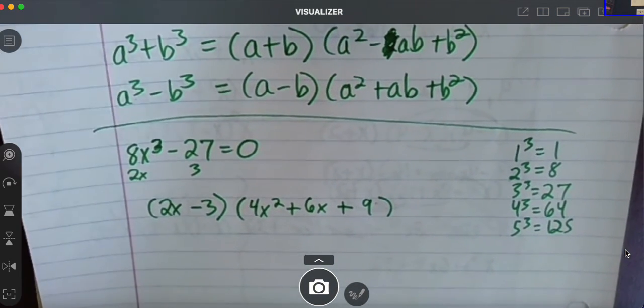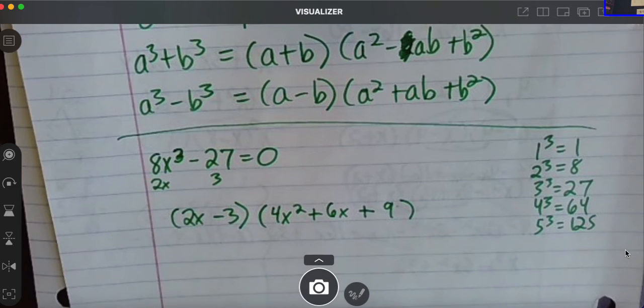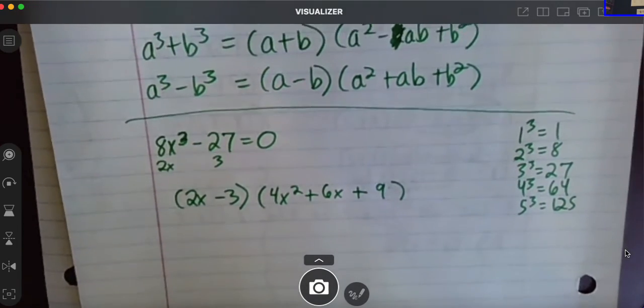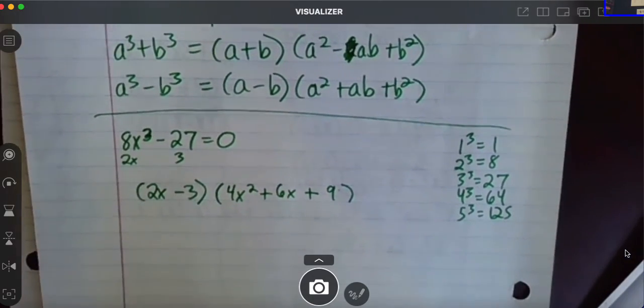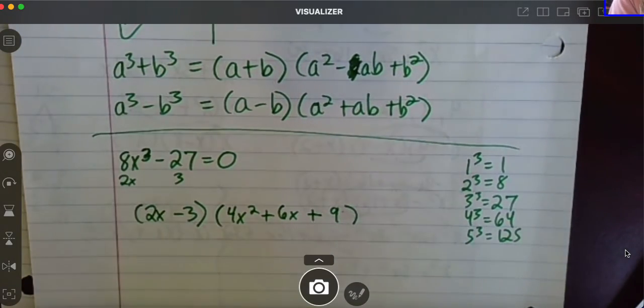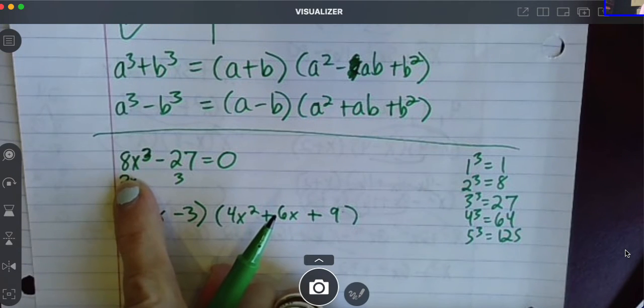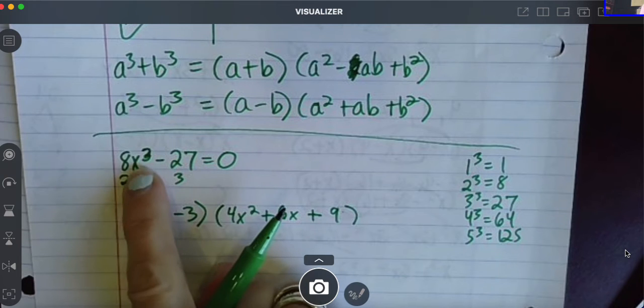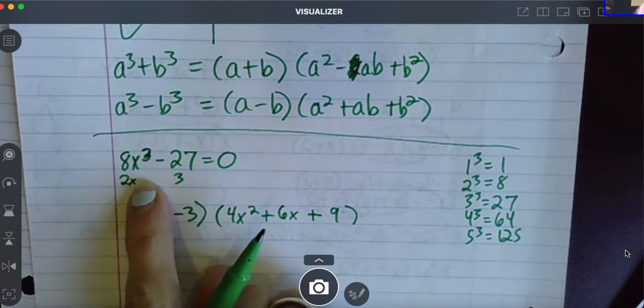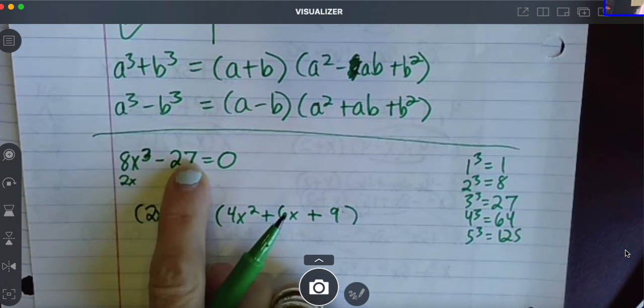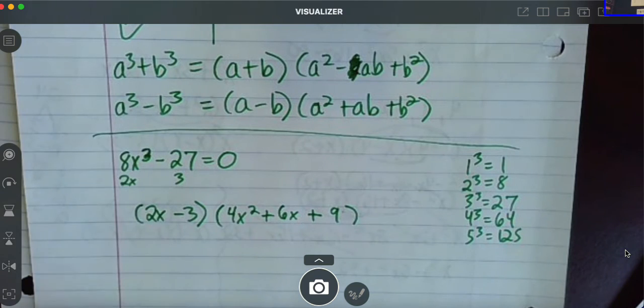Now, to find the solutions, oh, this is not the solutions. This is just my first step in factoring a cubic binomial like that, a perfect cubic binomial. It was 2 and 3 because what number do you cube to get 8? 2. And then that's x to the third, so I'm cubing an x. And then 3 to the third power is 27. That's where those come from.